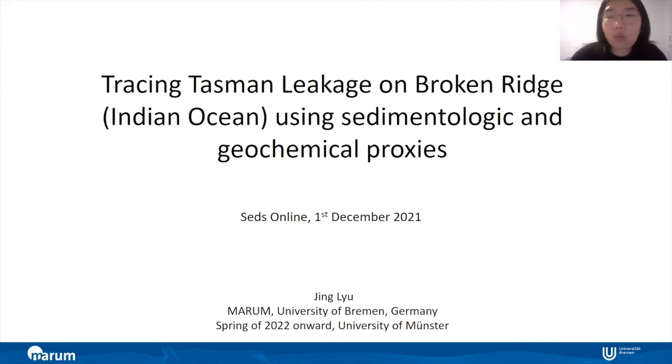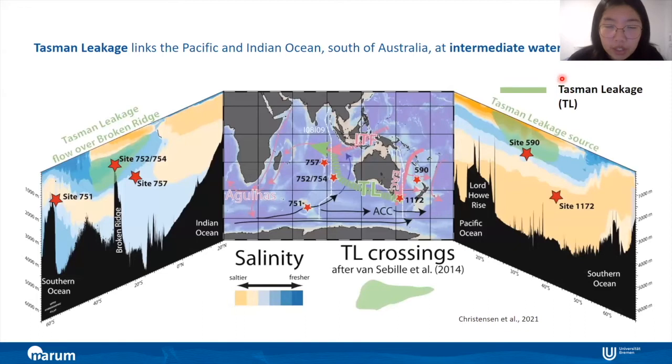So first of all, what is Tasman leakage? Tasman leakage is a water connection linking the Pacific and Indian Ocean at an intermediate water depth south of Australia. You can see here the East Australian Current transports warm waters from the Pacific Whirlpool southward into the Tasman Sea, and parts of the EAC waters succeed around Tasmania, forming the Tasman leakage. The Tasman leakage flows in a narrow band into the Indian Ocean and passes the Broken Ridge.